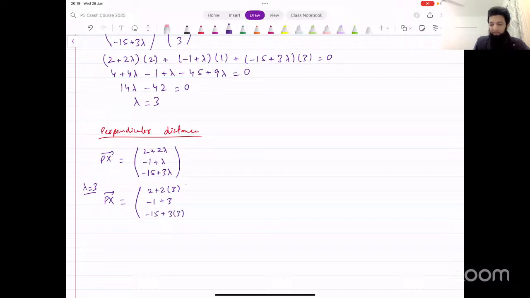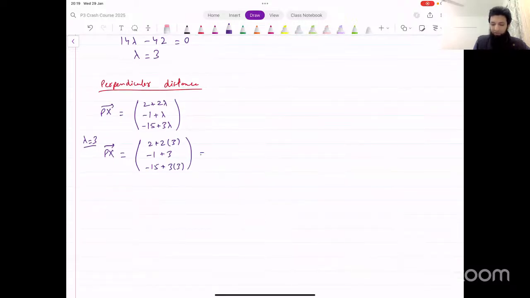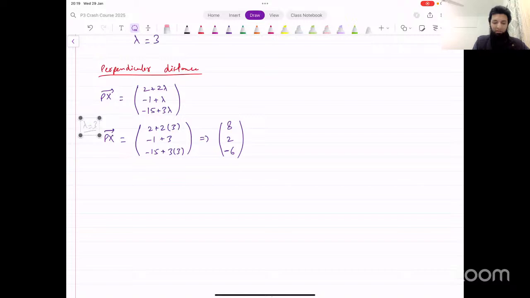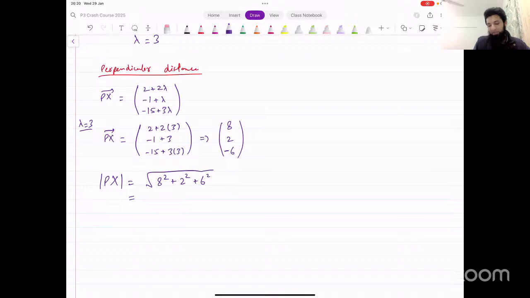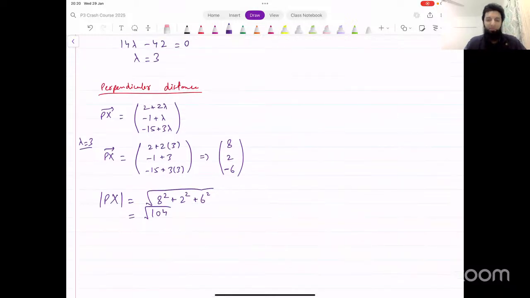You can write this directly as well if you want after simplifying, and that's perfectly okay. This simplifies to 8, 2, and minus 6. That is the vector PX that we're getting. Once we have the vector PX, we can find its magnitude. PX magnitude gives us square root of 8 squared plus 2 squared plus 6 squared. 64 plus 4 plus 36, that will be 104. Square root of 104, that's the perpendicular distance between this point and the line. And that's what we were looking for.